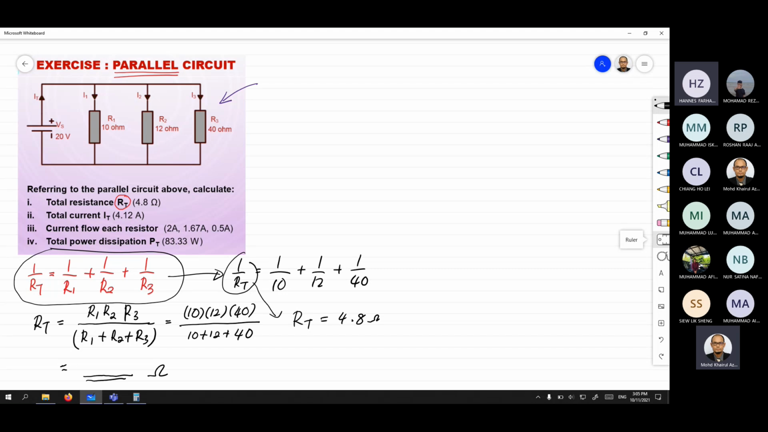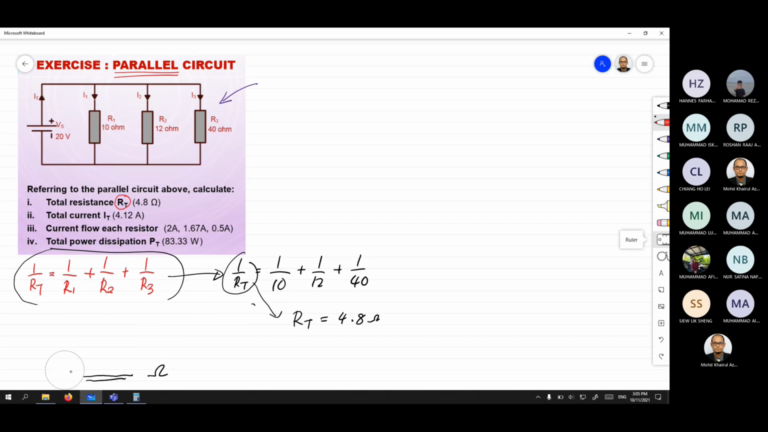Meaning to say, okay, kalau lebih daripada 2 resistor, dia macam tak boleh nak pakai lah benda ni. So you need to be very careful. Stick to the basic formula here so that you can find the value of RT the same as the final answer given by the question here lah. Right?